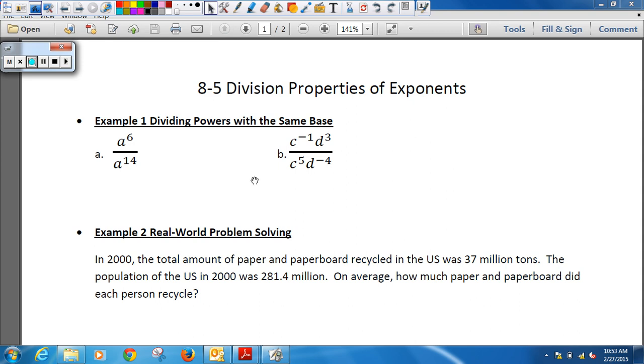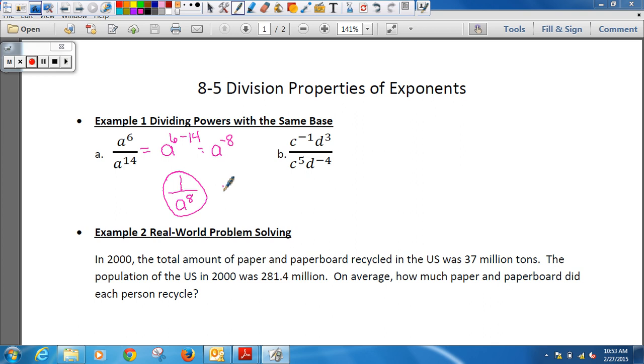Okay, today we are switching from multiplication properties with exponents to division. So, dividing with the same base. Again, we are going to keep the base that they have in common, and you subtract the exponent. So 6 minus 14 would give us a to the negative 8. Remember, anything with a negative exponent is in the wrong position, so I need to move it, lose it. So my final answer here would be 1 over a to the 8.